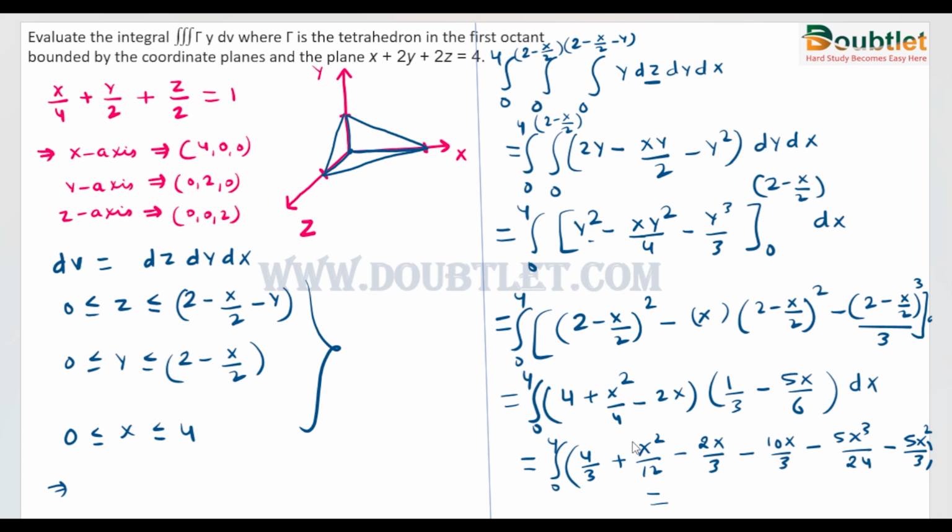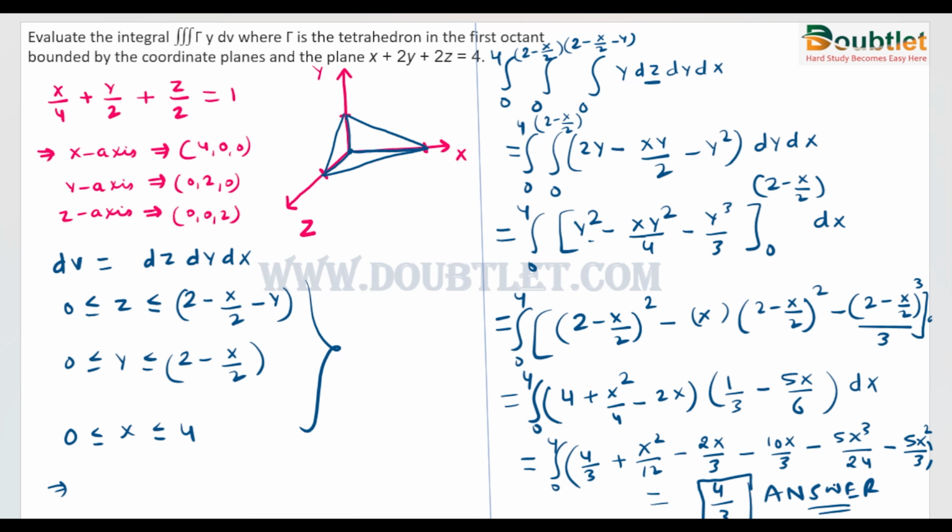So basically if we integrate these terms with respect to x, we will get the answer as 4 by 3. So upon solving, this is the basic integration that we can solve by using the power rule, meaning x to the power n plus 1 upon n plus 1. So this is the answer.